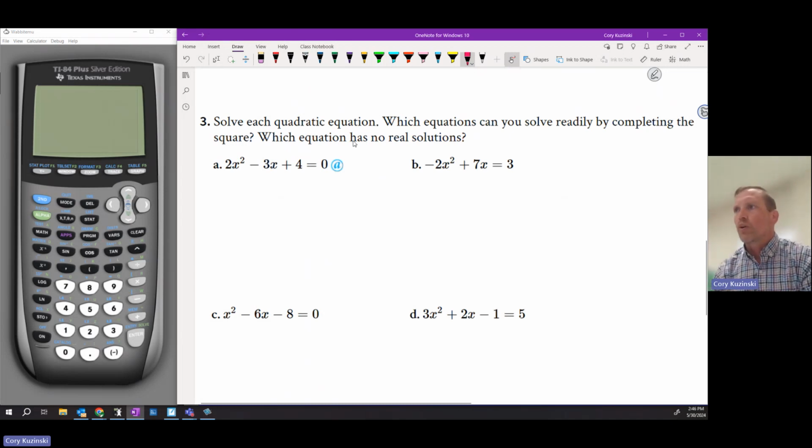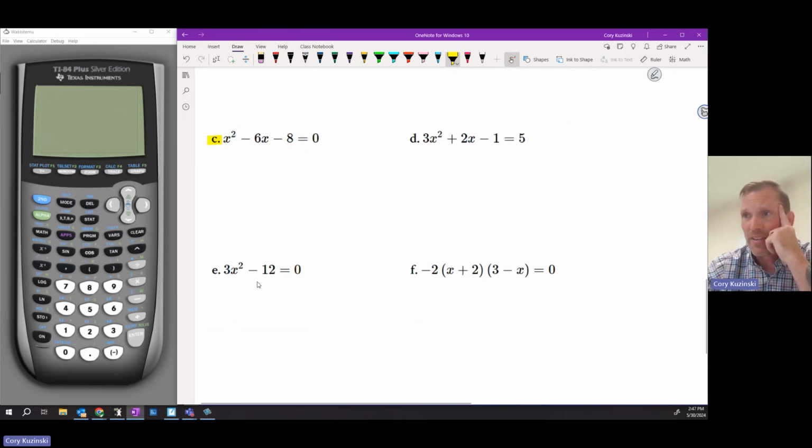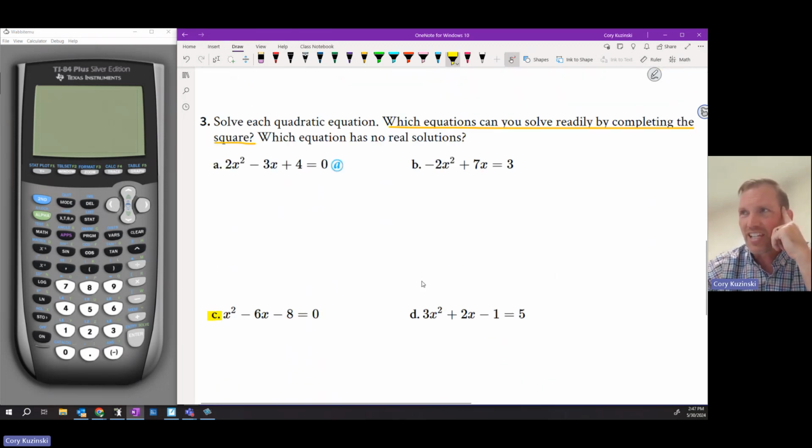Solve each quadratic equation. Which equations can you solve readily by completing the square? Which equation has no real solutions? Okay, I want to answer this question first. Which equations can you solve readily by completing the square? I don't think I'd do this one because it's got a lead coefficient other than 1. I don't think I'd do B because it's got a lead coefficient other than 1. I think this one can be done by completing the square. I don't think I'd do this one with completing the square. This one has a lead coefficient of negative 1, and I'm going to use the zero product property when I get to that one for sure. So I think just C is the one.